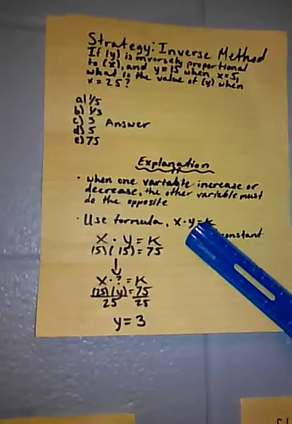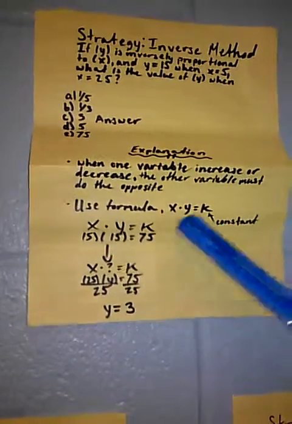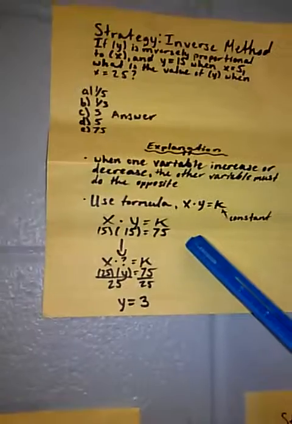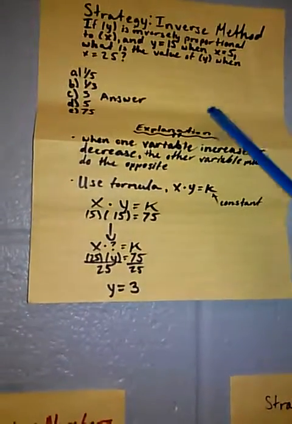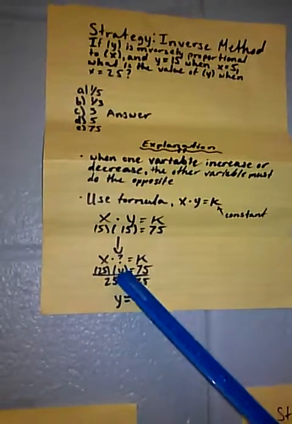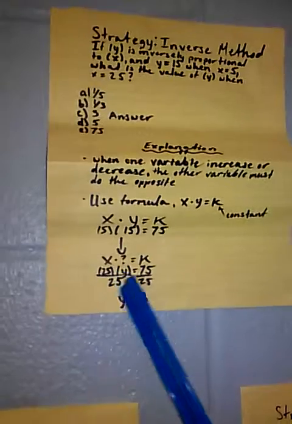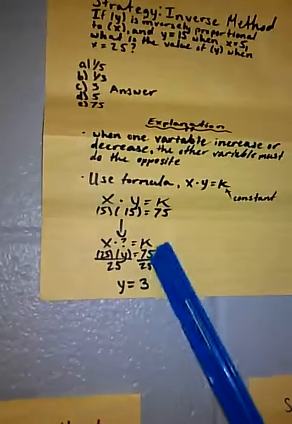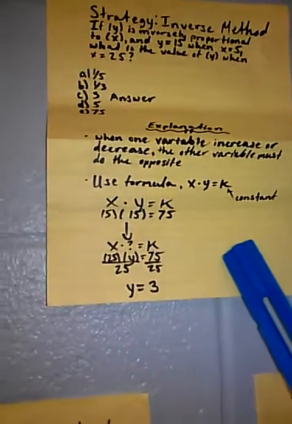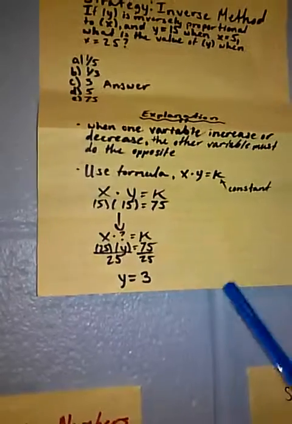And you can also use the formula x times y equals k. K is a constant, so it will never change. So this is the original problem. 5 times 15 equals 75. And then on the second part, they want to know what if x equals 25 and you don't know y. So you could always just divide on both sides to get y by itself, which would be 3. But another way to remember, like I said before, if x increases, y would decrease.